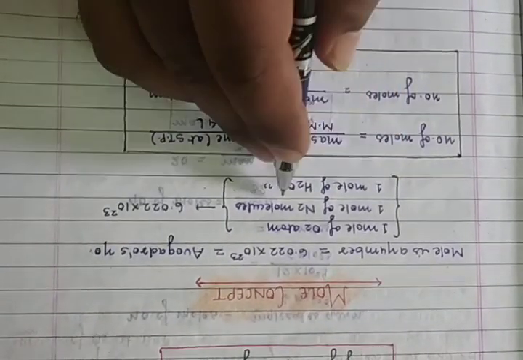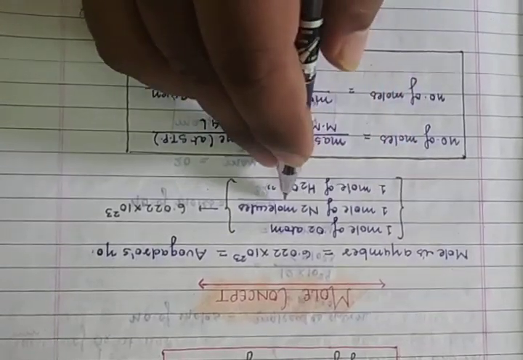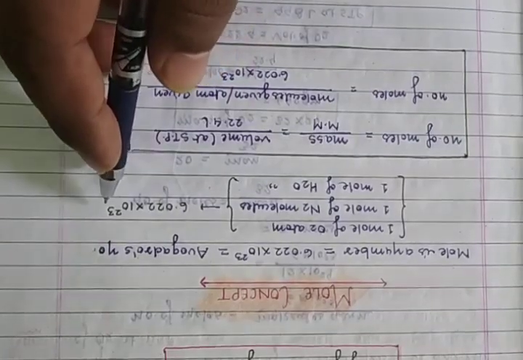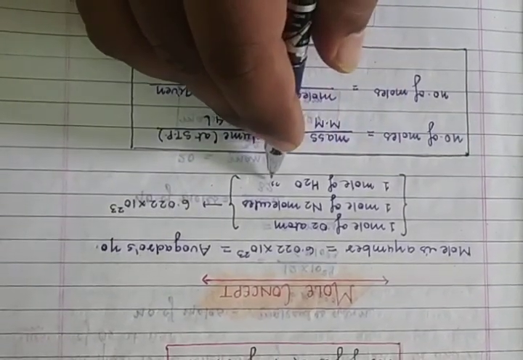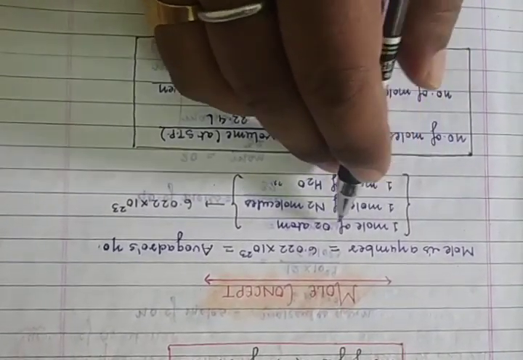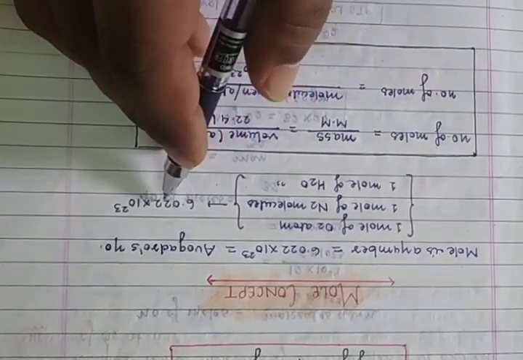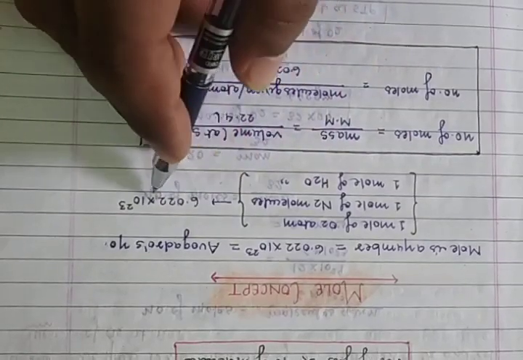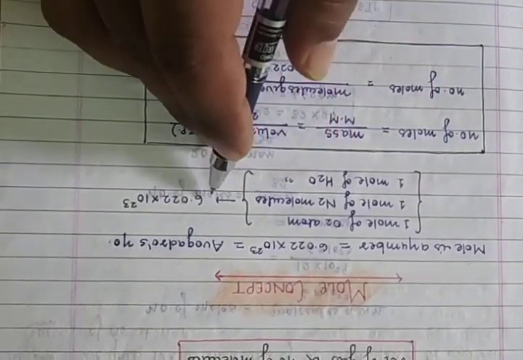Suppose you have 1 mole of nitrogen molecules, it is a molecule. So 1 mole of nitrogen molecules is also equal to 6.022 into 10 to the power 23. And 1 mole of H2O molecules is also equal to this. Suppose you have 2 moles of oxygen, you multiply by 2 into 6.022. Suppose you have 3 moles of N2 molecules, so 3 into this. Suppose you have 5 moles of H2O, so 5 into this.